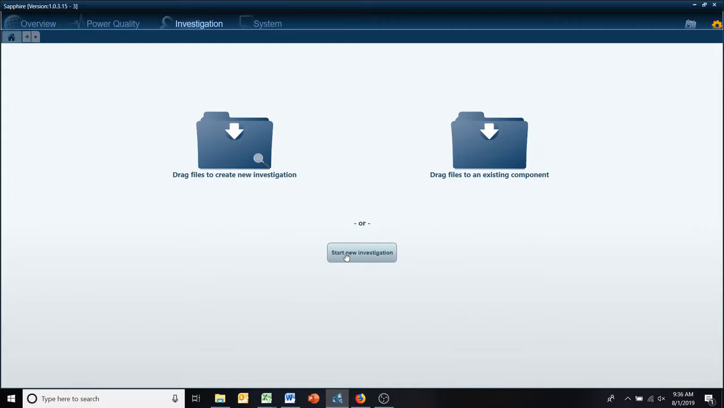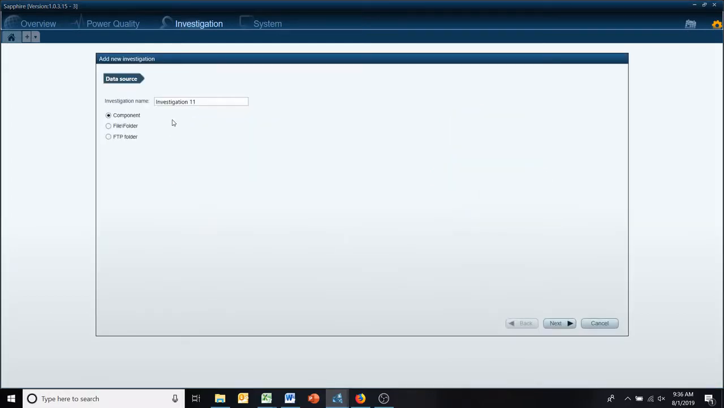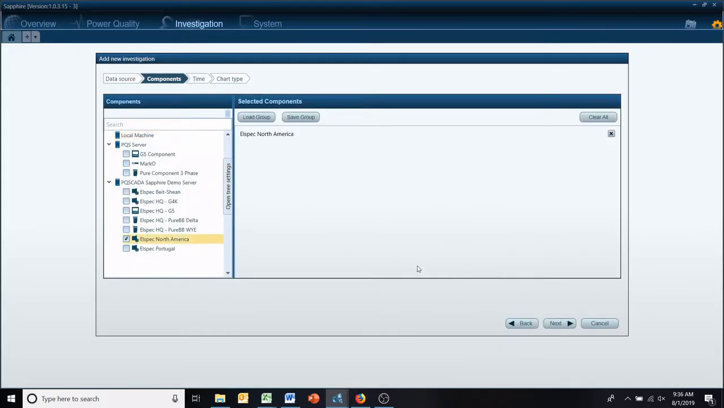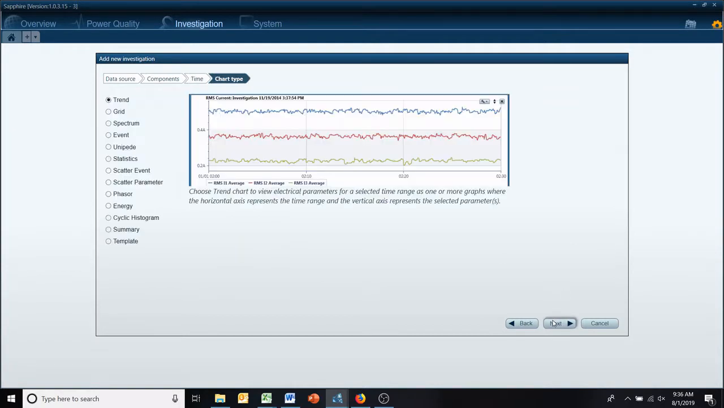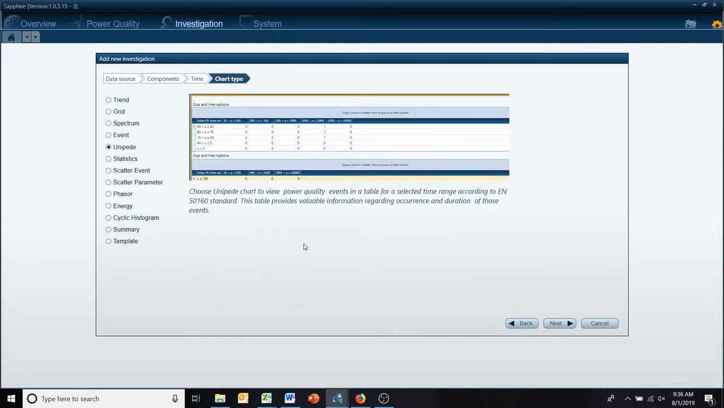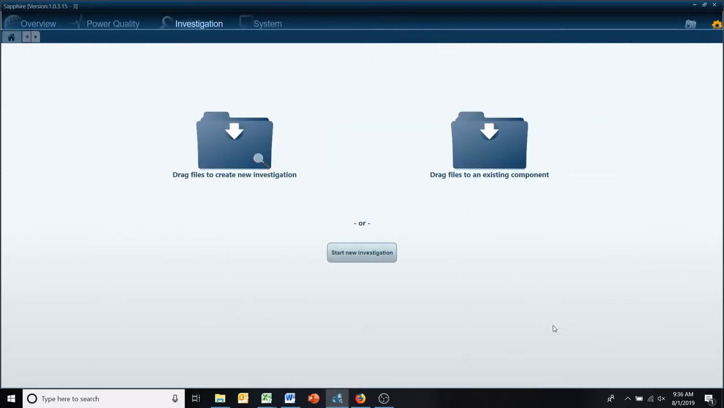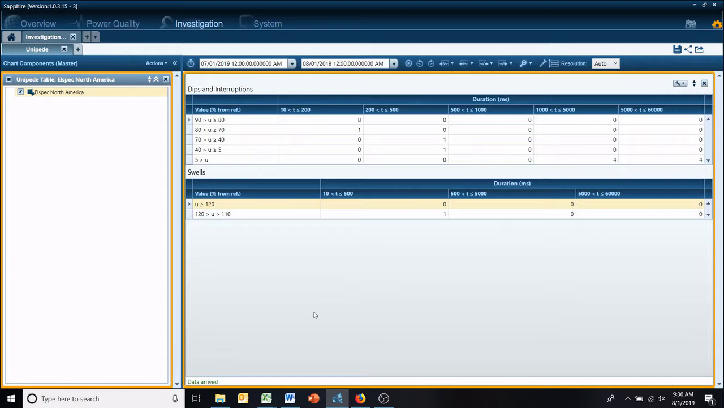general power quality health. So to access this, you go to Start New Investigation, and Component, and we're going to pick the meter we're using. And do last month's worth of data. And then right here where it says Unipede. Now this is based off of the EN50160 standard.